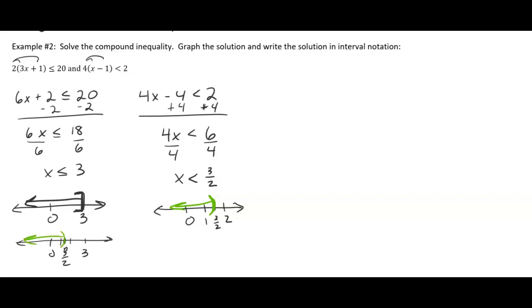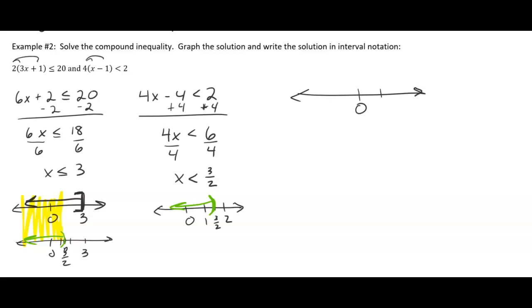Now you want all the numbers that are in both sets. We could have done this with the other example too, but we want where it overlaps. So we want all of these numbers up to, well, the 3/2, but not including the 3/2, because 3/2 is not in both sets. It's in the top set, but not the bottom one. So that's that yellow area that I highlighted. That's going to be our solution. So I'm going to go over here and graph the solution.